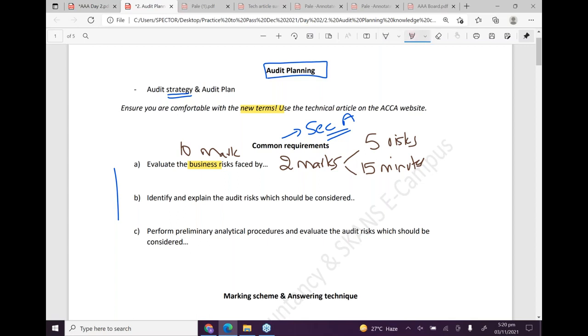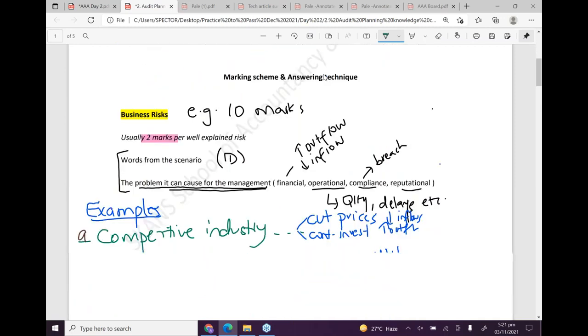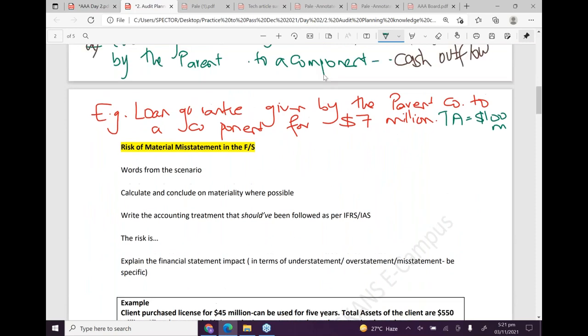Then comes the part which is going to be there in every single attempt, which is audit risk. Please remember, audit risk covers 2 parts. It covers risk of material misstatement in financial statements, and it covers detection risk as well. So if she asks for ROM only, you get no marks for talking about mistakes the auditors can make. But if it's audit risk, then you can talk about under overstatement in financial statements along with detection risk as well.